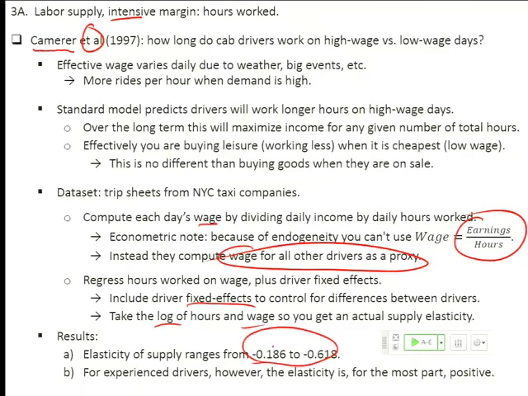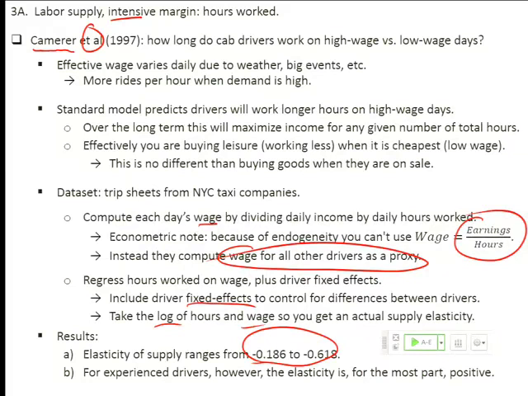And so what estimates do they get? They get elasticity of supply estimates ranging from negative 0.186 to negative 0.618. These elasticities mean, for example, that this one says that if the wage goes up by 1%, your supply will go down by 0.2%. So this is very bad for the standard model.